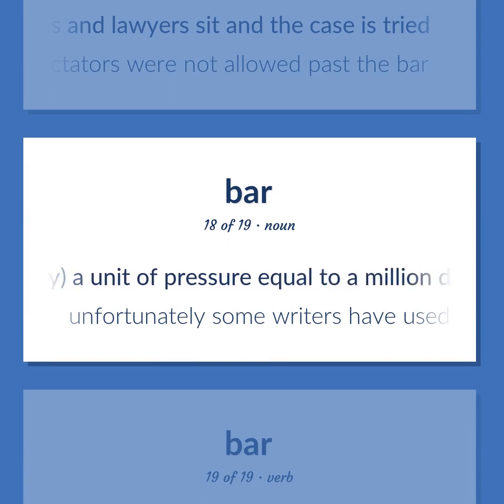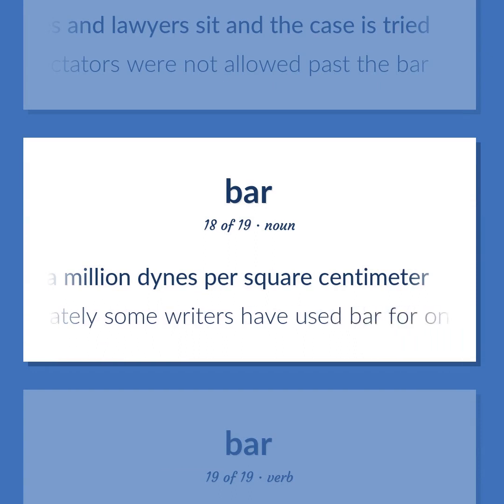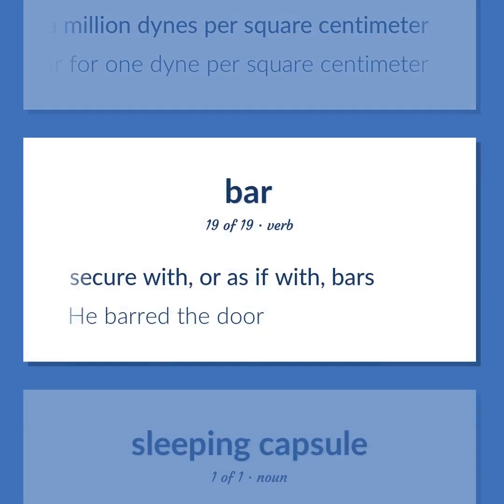Meteorology. A unit of pressure equal to 1,000,000 dynes per square centimeter. Unfortunately, some writers have used bar for 1 dyne per square centimeter. Secure with, or as if with, bars. He barred the door.